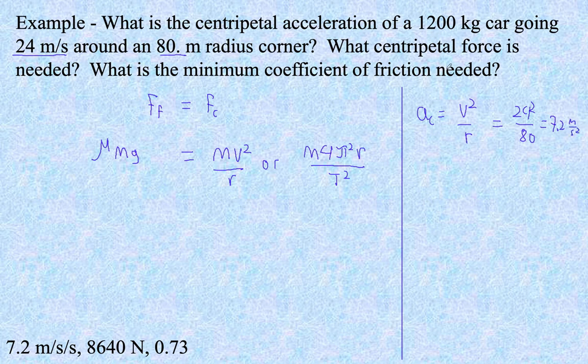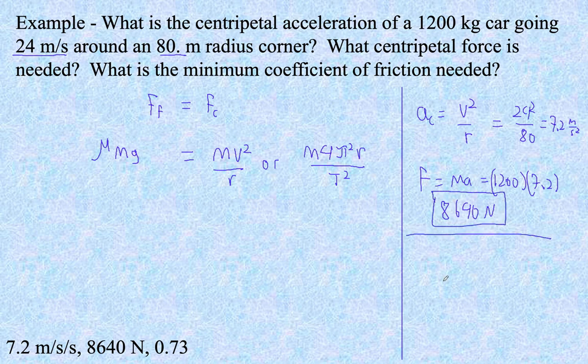So then it says what centripetal force is needed. Well, F still equals ma, right? So I don't have to say mv squared over r. I could just go m times this number, right? So that's 1200 times 7.2, which is mathematically the same as mv squared over r because 7.2 is v squared over r, but we're doing it in pieces here, right? So 1200 times 7.2, and that's 8640, right? All right. So then the final question is, what's the coefficient of friction you need?